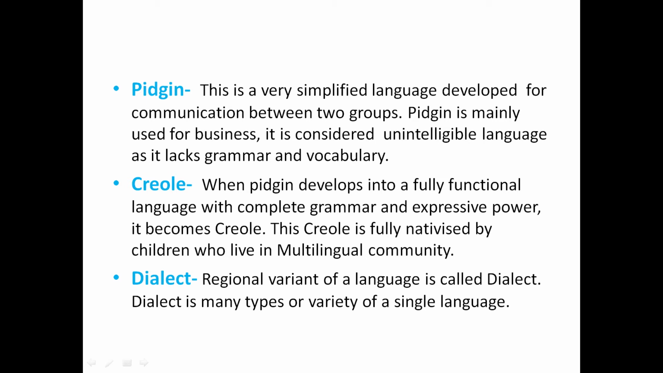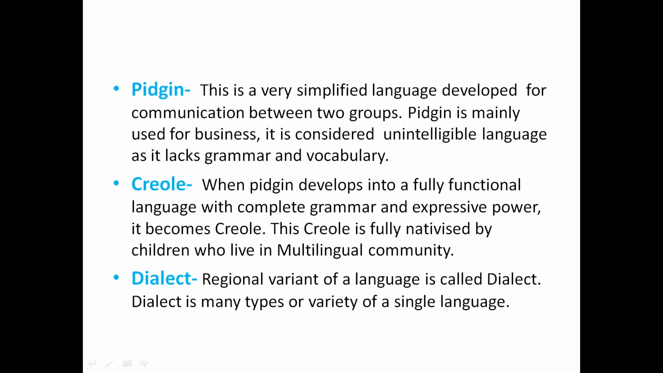Pidgin. Pidgin is a very simplified language developed for communication between two groups. Pidgin is mainly used for business. It is considered an unintelligible language as it lacks grammar and vocabulary. So Pidgin is used for business purposes between two groups of people who don't have a common language. And in this Pidgin, we are not using much grammar and vocabulary, so it is considered an unintelligible language.